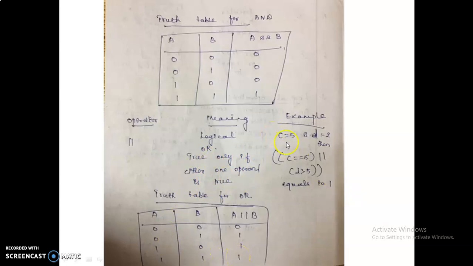Here C is equal to 5 and D is equal to 2. Then C equal to 5 OR D greater than 5 gives 1, because C equal to 5 is yes, the value 5 equals 5, so this condition is true. This one is false, but if any one of the conditions is true, the output will be true in an OR operation.